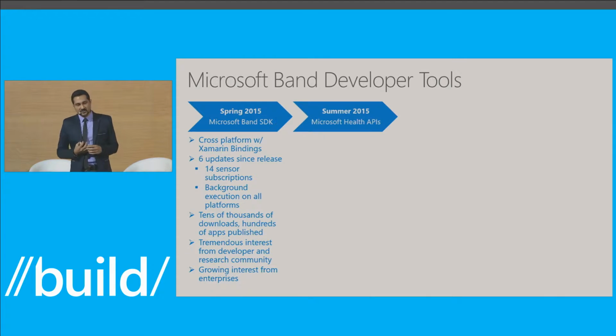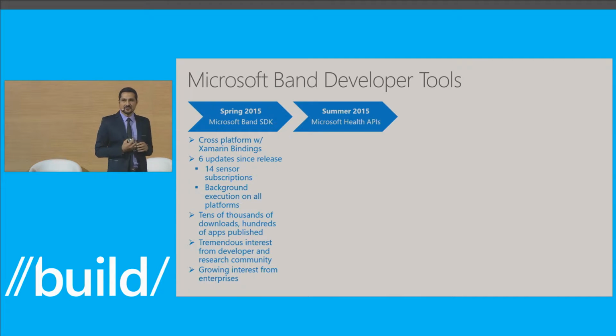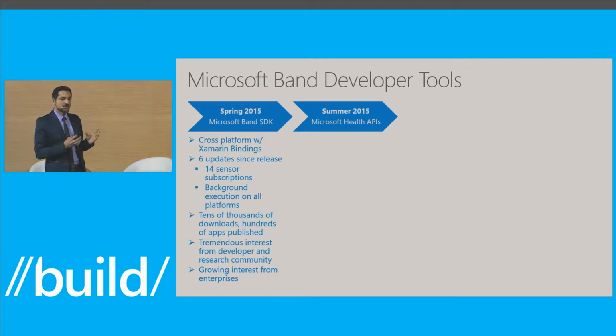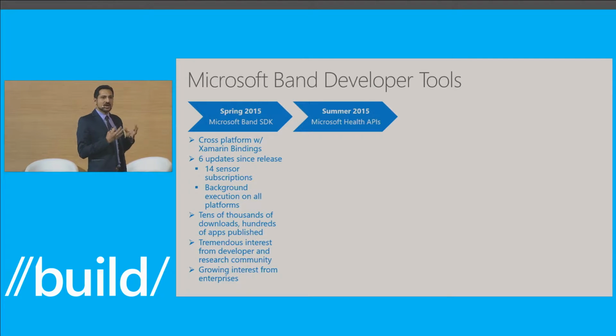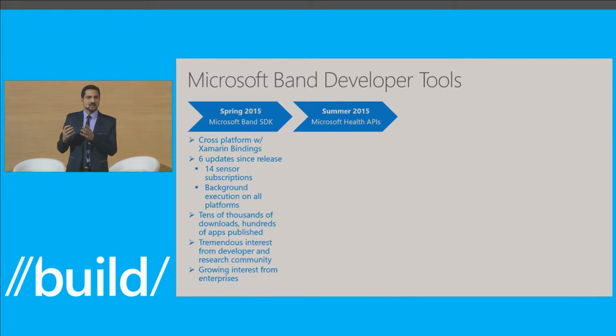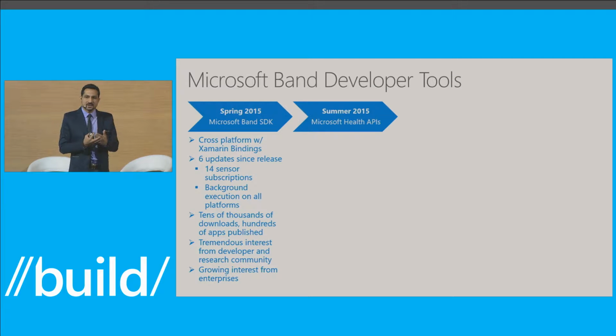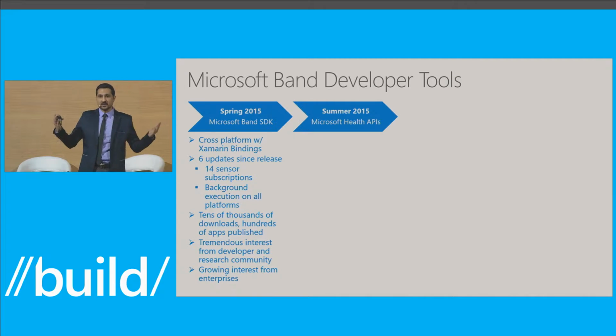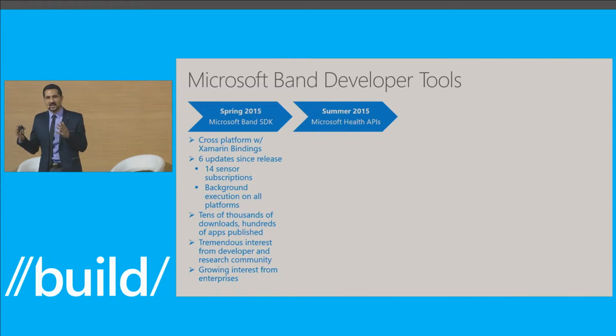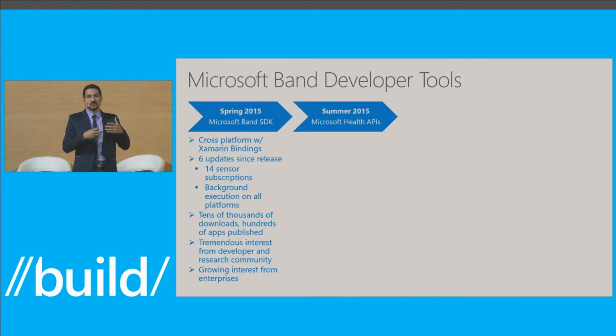Fast forward to summer of 2015. At Build last year, if anyone was here and watched the session that I did, we promised that we will have Microsoft Health APIs. So Microsoft Band's data goes to the Microsoft Health Cloud, and there you can have access to historical data for your users over months and weeks, and you can get trends of their activities and their habits over a longer period of time. With the SDK, you get real-time data. But with the Health APIs, we promised that we'll give you access to historical data.